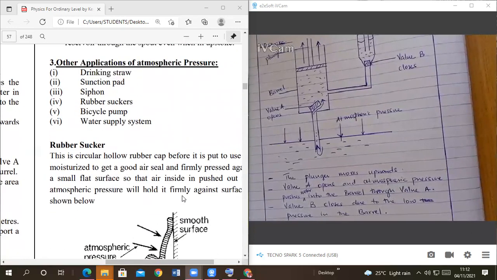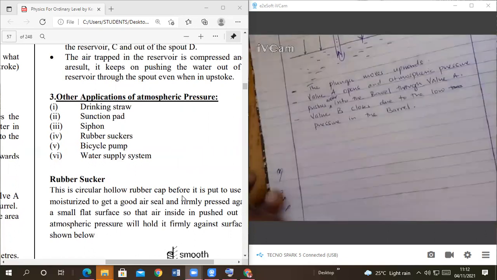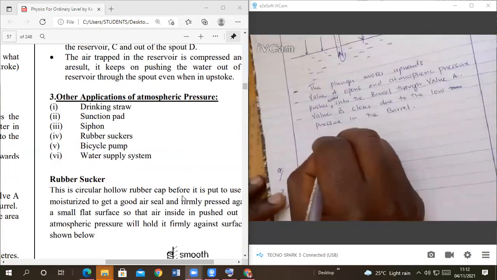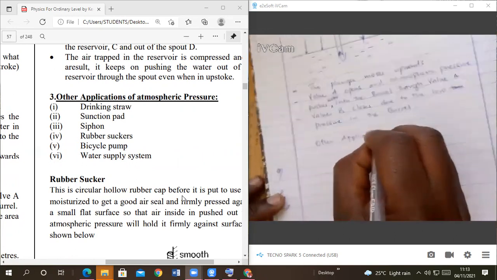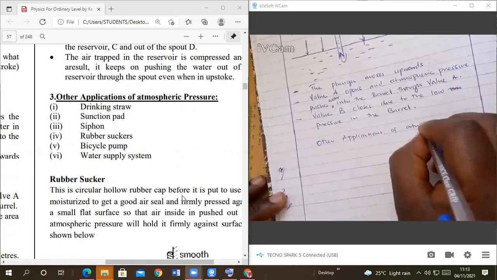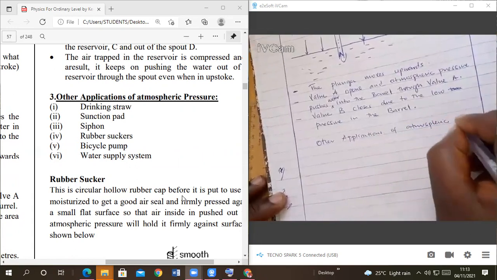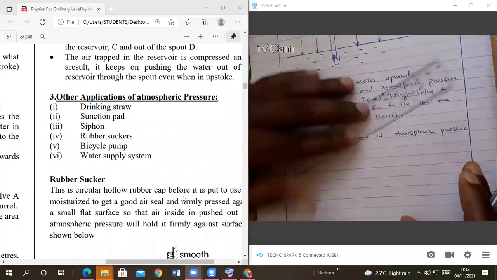So in your notes here, you can write other applications of atmospheric pressure. So there are other applications that we consider.